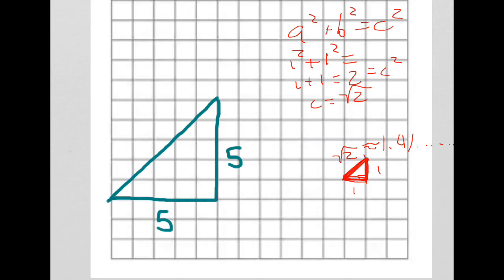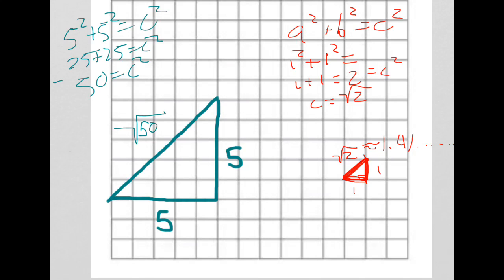So you should get half of a square that looks like this, and you should find that the hypotenuse is the square root of 50. We get that by going 5 squared plus 5 squared equals c squared. So we get 25 plus 25 is c squared, so 50 is c squared, and we take the square root of both sides to get the square root of 50 for the length of that hypotenuse.